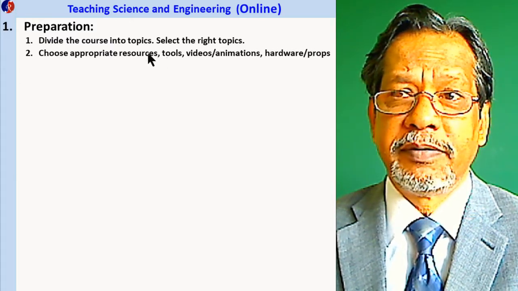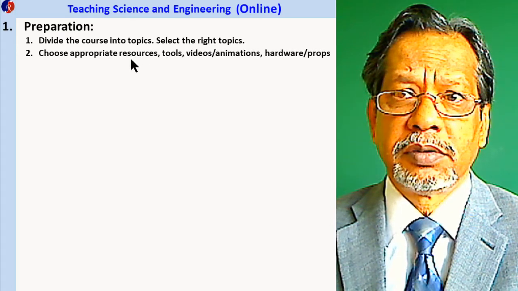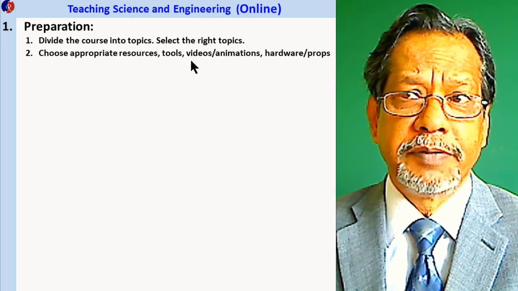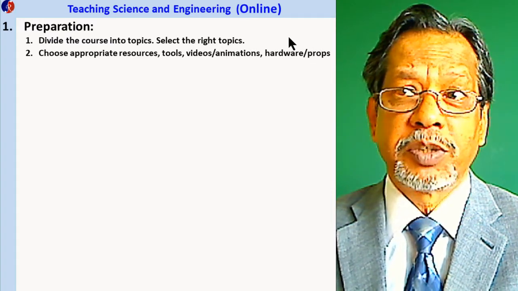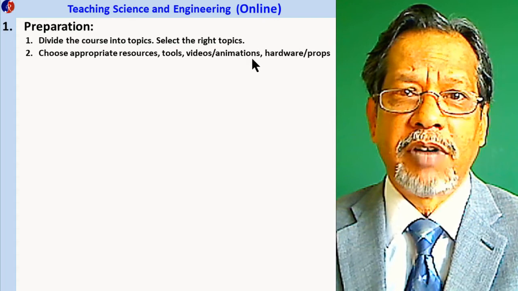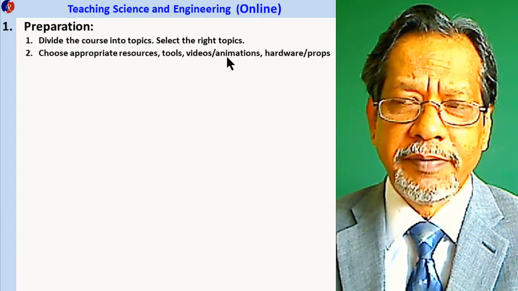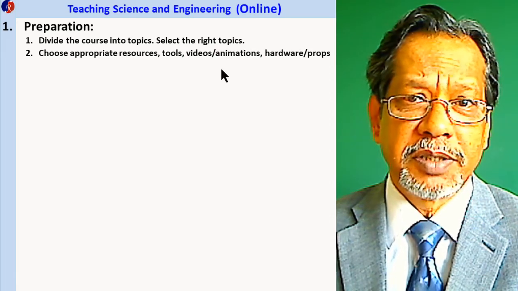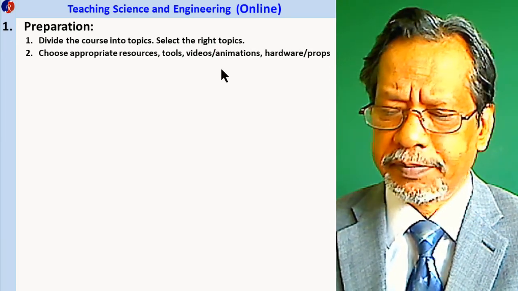So selection of right topics, resources, tools, video, animation, very important. If possible, hardware. Sometimes for large machines, for example, a turbo machinery, you cannot bring the hardware. Bring the video animation before you start teaching about something like, say, flow through turbine blades. Okay?